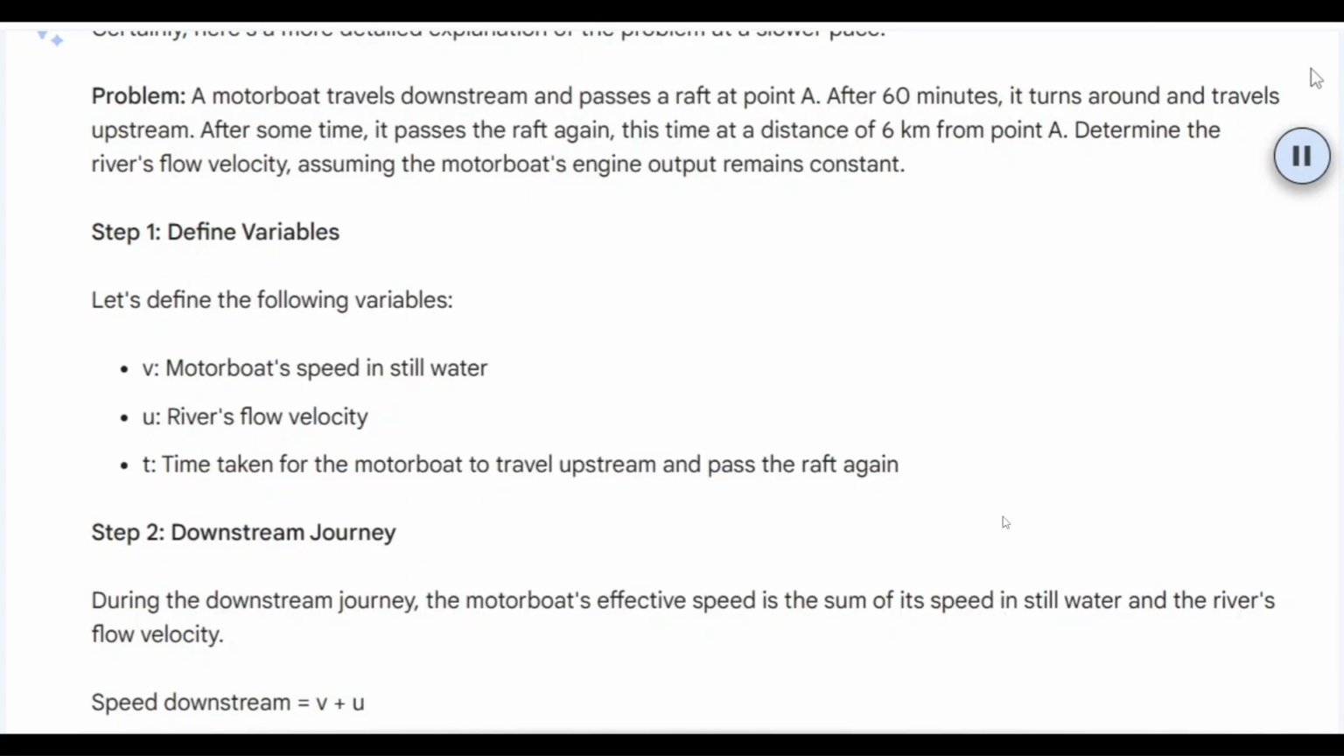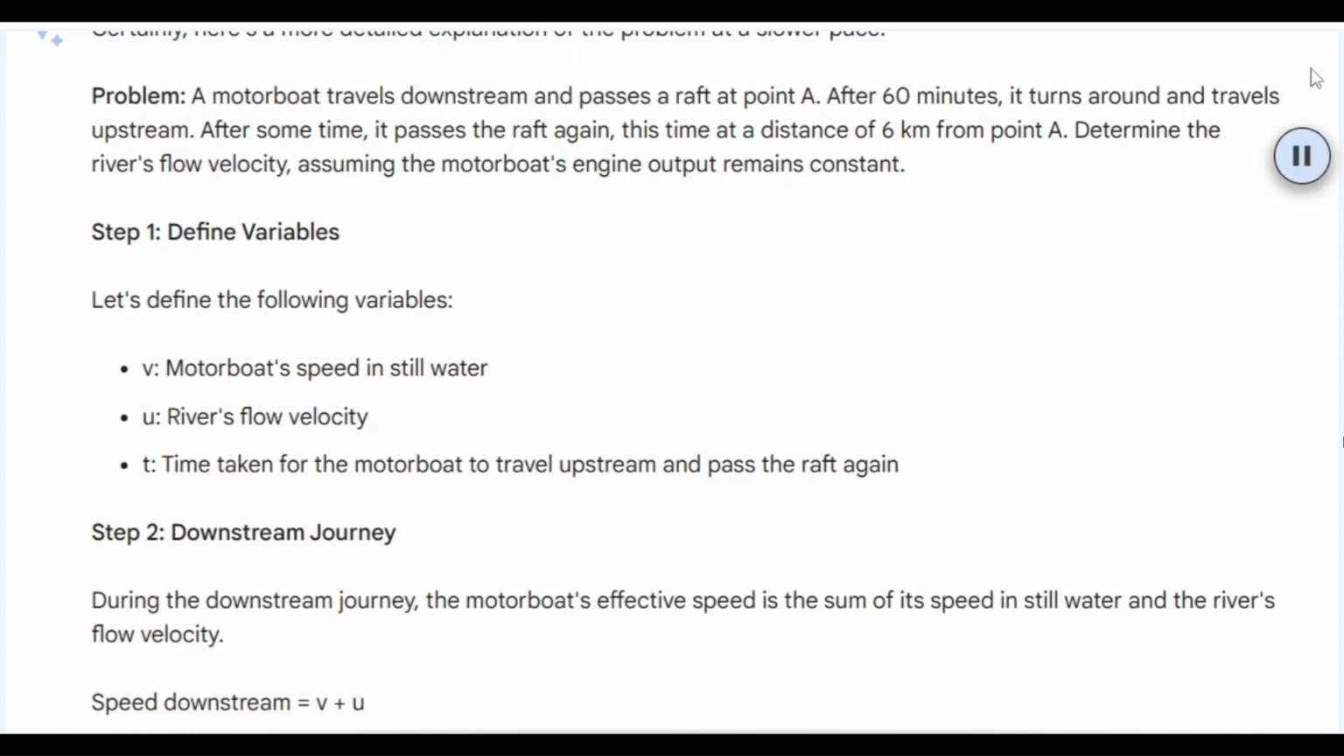Problem. A motorboat travels downstream and passes a raft at point A. After 60 minutes, it turns around and travels upstream. After some time, it passes the raft again, this time at a distance of 6 kilometers from point A. Determine the river's flow velocity, assuming the motorboat's engine output remains constant.